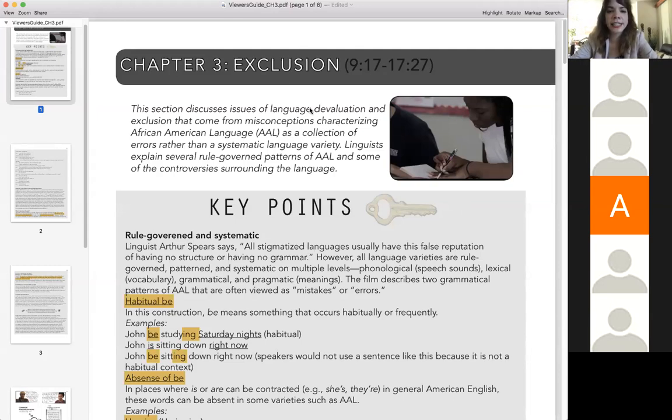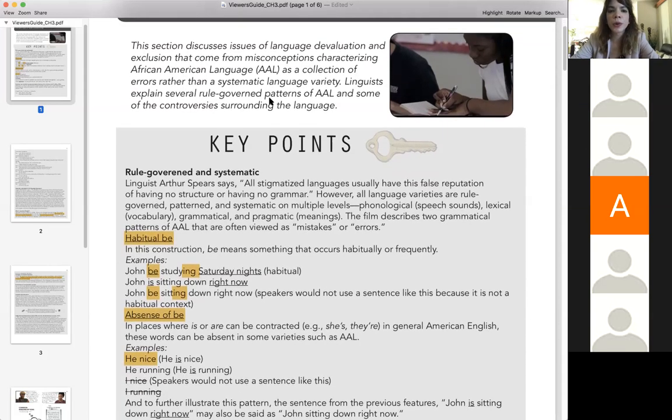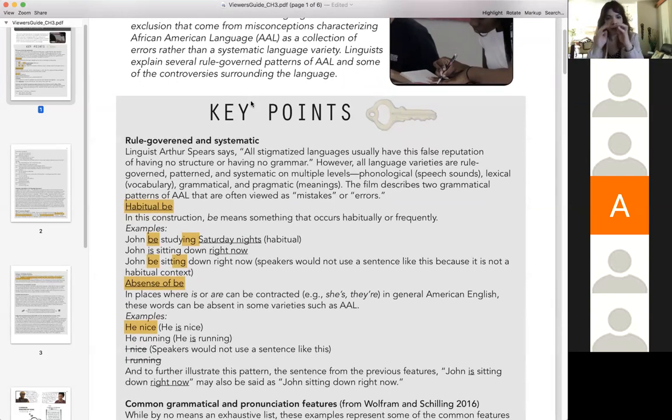So this section discusses issues of language devaluation and exclusion that come from misconceptions of characterizing African American language as a collection of errors rather than a systematic language variety. Linguists explained several rule-governed patterns of African American language and some of the controversies surrounding the language. Okay, so again, this film touches on the notion of the standard, but not only that, it also has a big historical component. So it talks about the different social contexts that gave rise to African American English. So why does it exist in the first place?